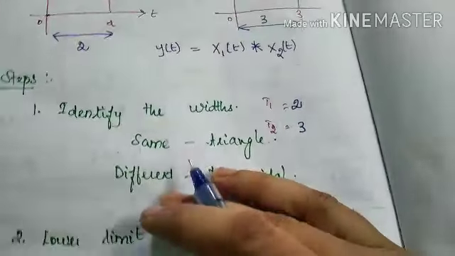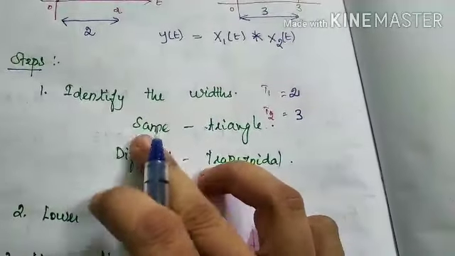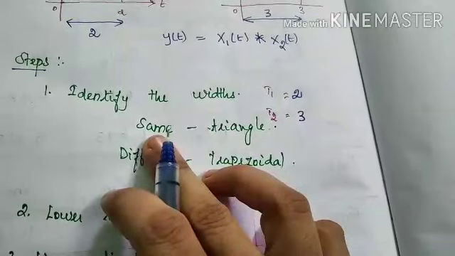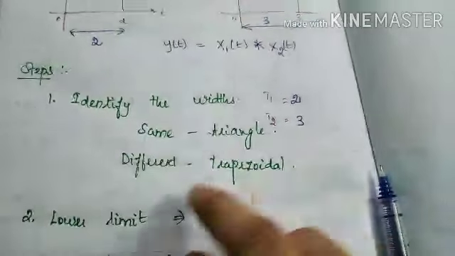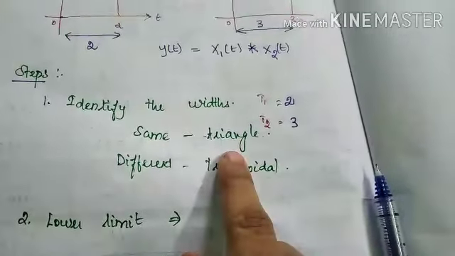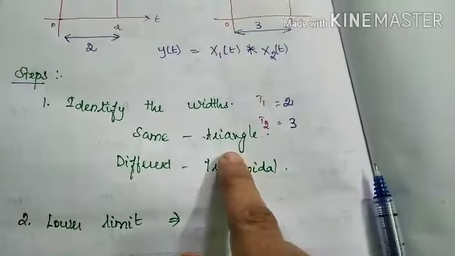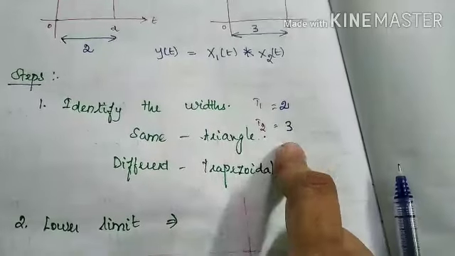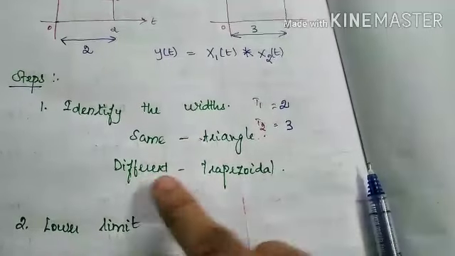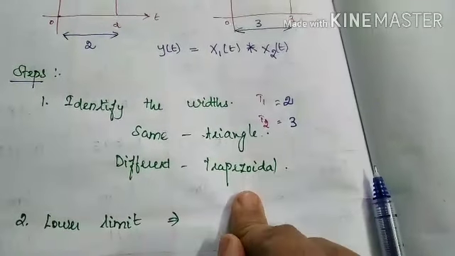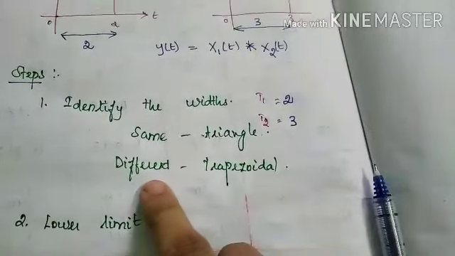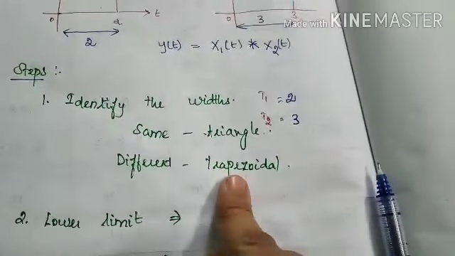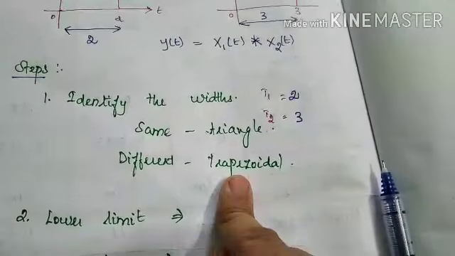If the two widths or two base lengths are the same, then our output plot will be triangular. Here T1 is 2 and T2 is 3. These two values are different, so our output plot will be trapezoidal. If those two widths are different, the output plot will be trapezoidal.